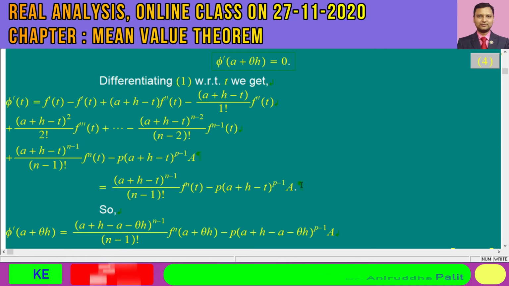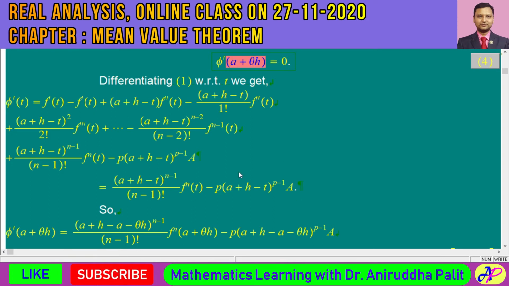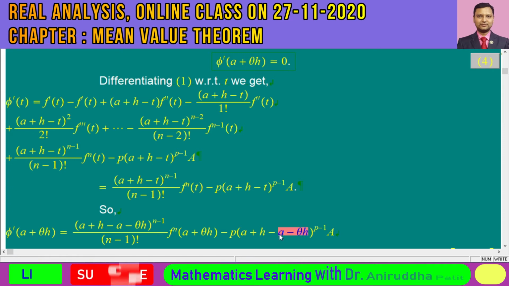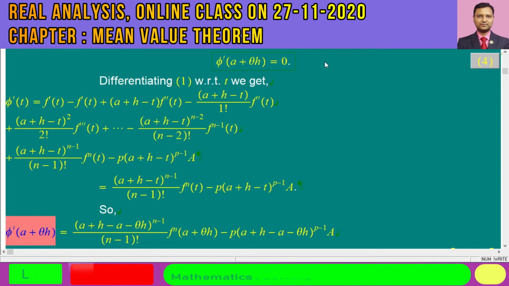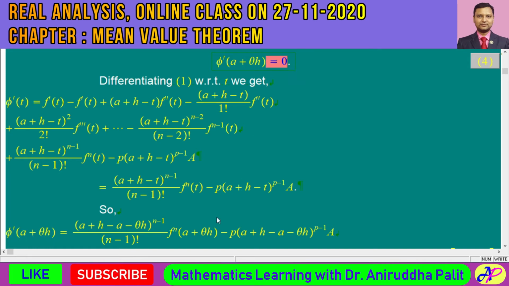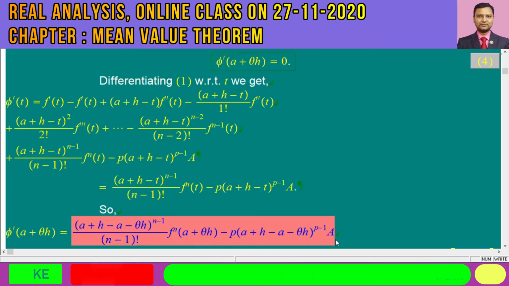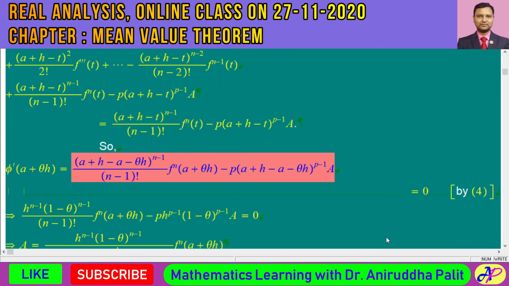In this expression of phi dash t, if we put t equal to a plus theta h, then we will have this kind of expression. In place of t we are putting a plus theta h, so over here in place of t again we will have f n at the point a plus theta h, and so on. In place of t again we will have minus a minus theta h. Okay, so this would be the expression of phi dash theta h, and by this equation number 4, this has to be equated to 0. So this total expression has to be equated to 0.